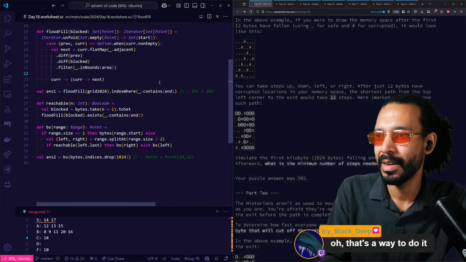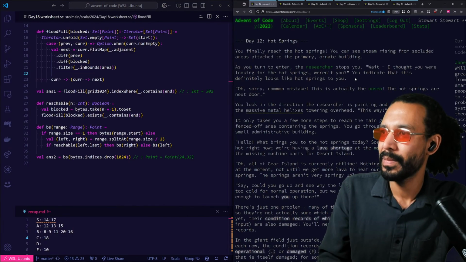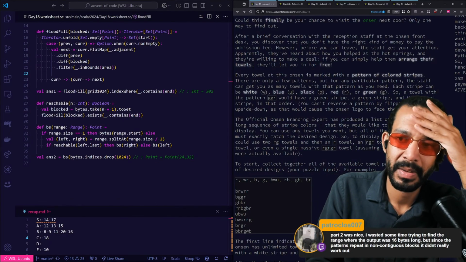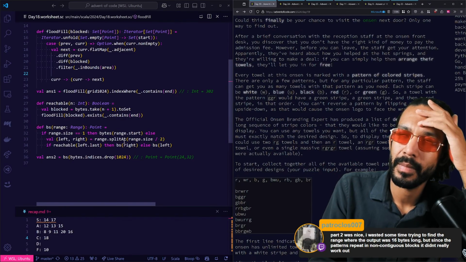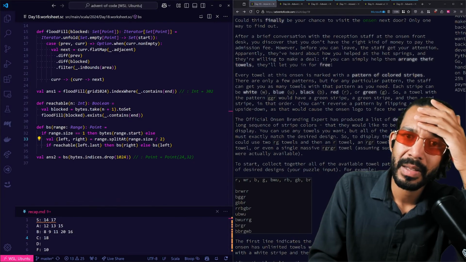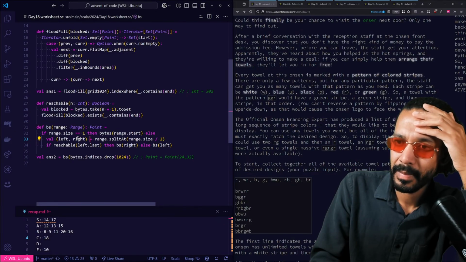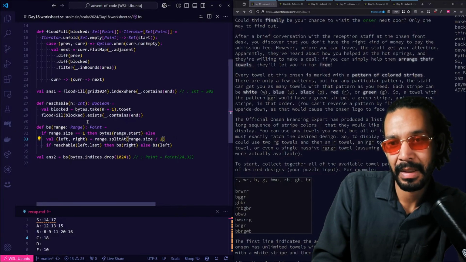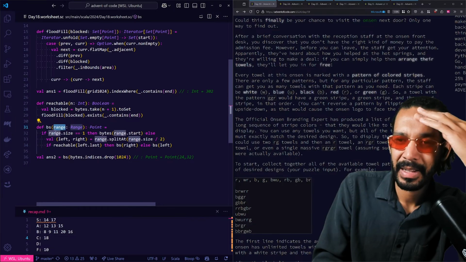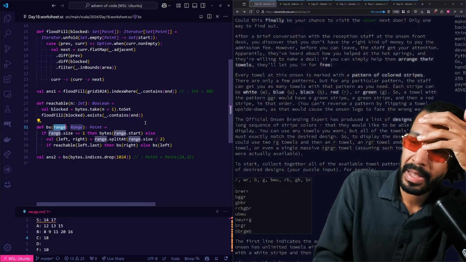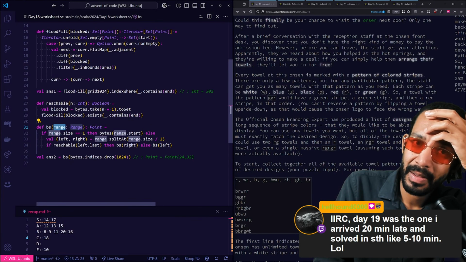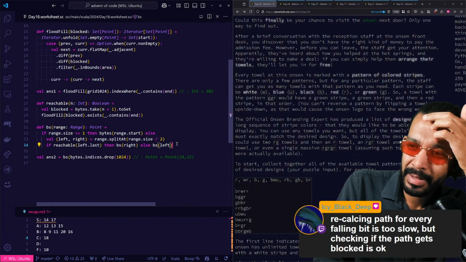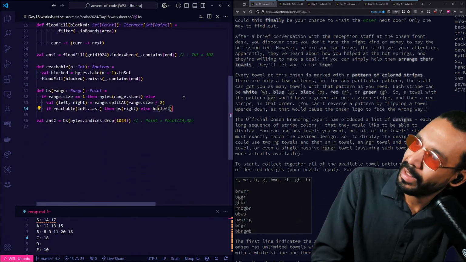What's the way to do it? Let's see. Part 2, you recalculate the path once the old one got blocked. Oh, I see. You just kept the same path and checked if that path was still valid. Oh, okay, that's smart. So you don't keep searching a path at each one. That would also get you some efficiencies, and it would depend on how randomly things get onto your path. Yeah, that makes sense. Probably still not as fast as a binary search, but still clever.